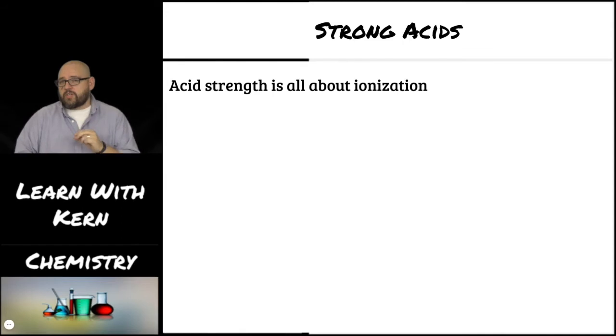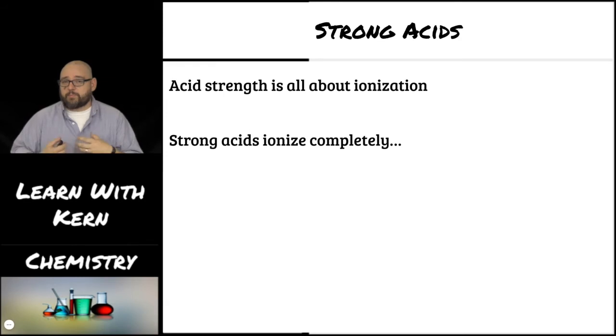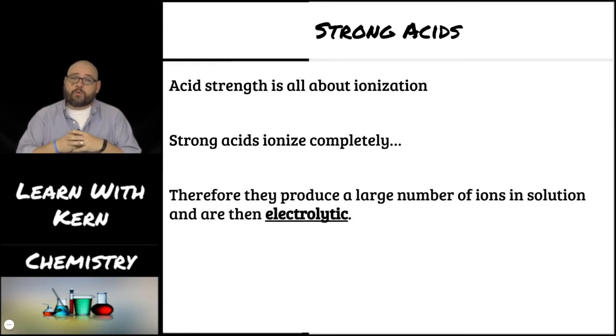So acid strength is all about ionization. Let's talk about strong acids for a second. They completely ionize, which means they're going to produce a large number of ions in solution. More ions in solution means electricity can be passed from one to the other, and therefore they conduct electricity, and you have an electrolytic solution. So strong acids are very electrolytic. They can conduct electricity quite well. Weak acids don't produce as many ions, and so they don't conduct electricity as well. Strong acids produce a lot of ions, so they conduct electricity quite well.